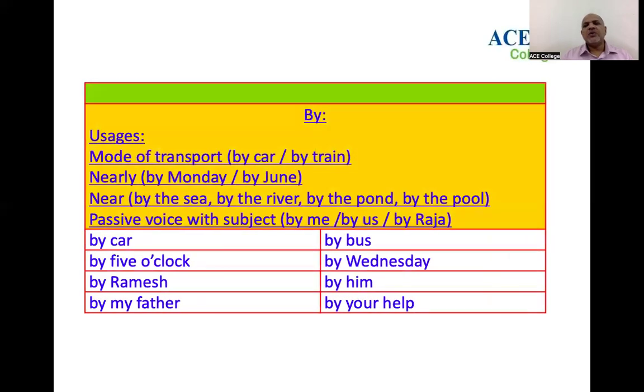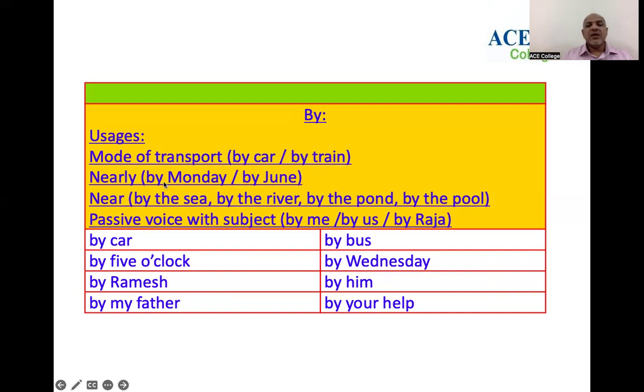So now we are moving to other prepositions. You have to remember the prepositions we have discussed. Now we have to remember another type of preposition, "by." We are using "by" to point out the mode of transport, how you came, how you traveled. So you can use the mode of transport: by car, by train. I came by train. I came by car, right? So you have to put the mode of transport.